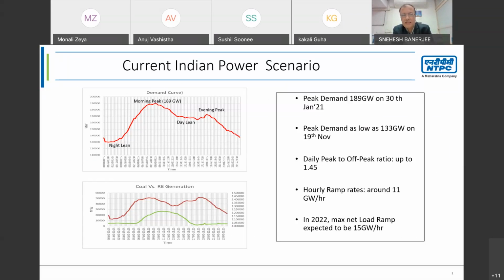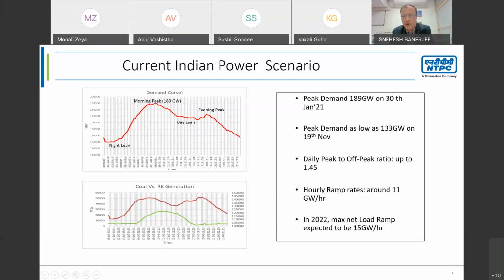At the bottom, the curves show the load and the RE curve. That means in the daytime, how RE is taking shape. What is intended maybe one or two years from now, or maybe three years from now, is not being taken so seriously right now: maybe 40,000 megawatt at the peak at 11 o'clock, 11:30, when the coal generation reaches the bottom. And in the morning and evening, of course, coal generation is picking up to meet the morning and evening peaks.